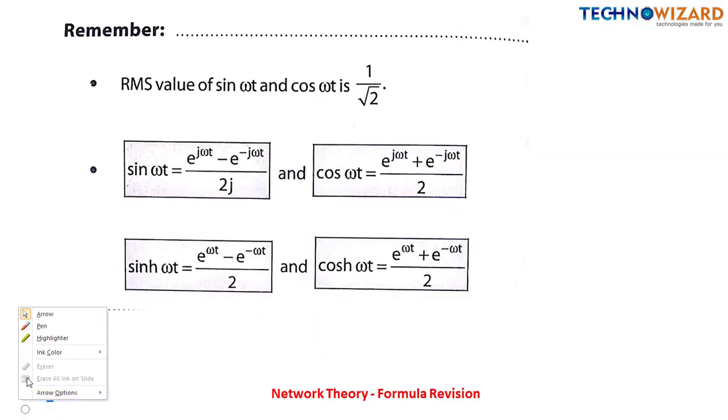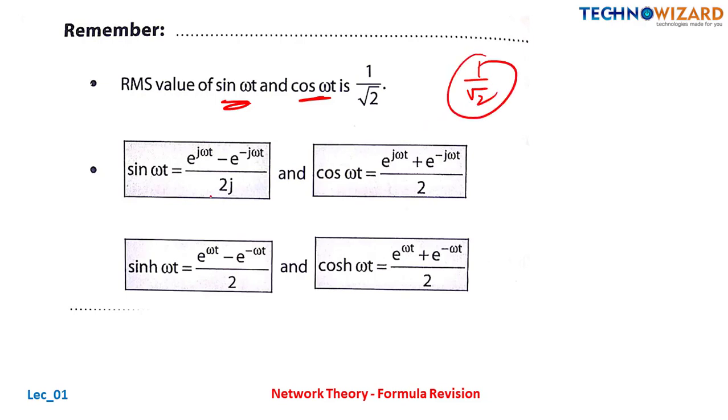These are some formulas related to circuit elements. Now what is the RMS value of sin omega t and cos omega t signal? If two signals are there, sin omega t and cos omega t, then 1 by root 2 is the RMS value for those signals. Sin omega t can be written as e to the power j omega t minus e to the power minus j omega t upon 2j, and cos omega t can also be written as e to the power j omega t plus e to the power minus j omega t upon 2.